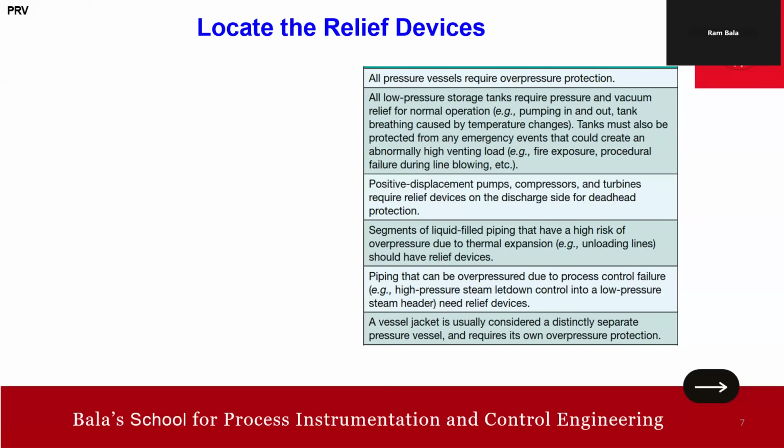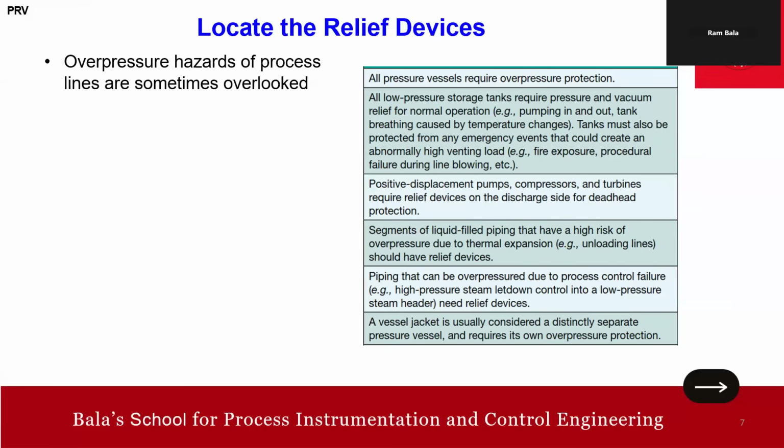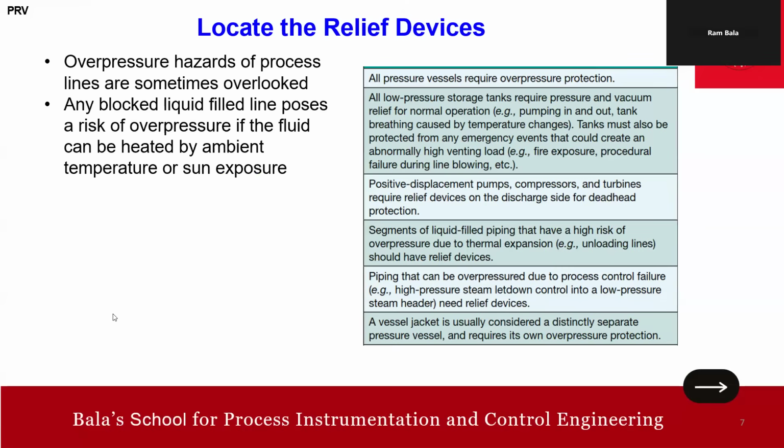Then we have overpressure hazards of process lines. Sometimes we overlook the process lines. Any blocked liquid-filled line poses a risk of overpressure, friends, if the liquid can be heated by ambient temperature and sun exposure. So that is also very important. Overpressure hazard for process lines.